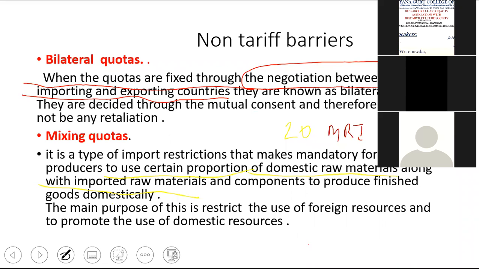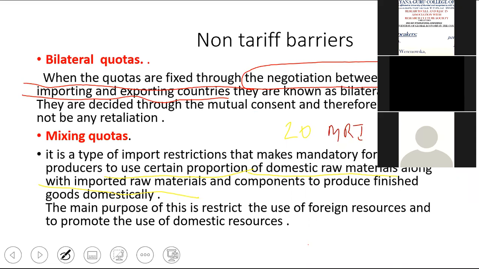But we know that Samsung is a Korean company. Here, in bilateral quota, proper negotiation is happening. In mixing quota, I told you, a portion of domestic raw material has to be used and the rest can be imported. Why is such a condition coming, children? Such a condition is coming basically because domestic raw materials should be used. So the government will not allow 100% import.